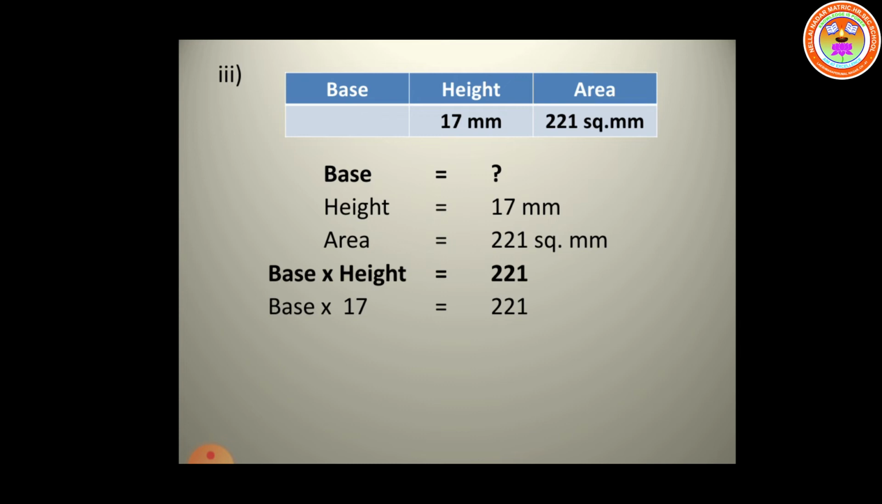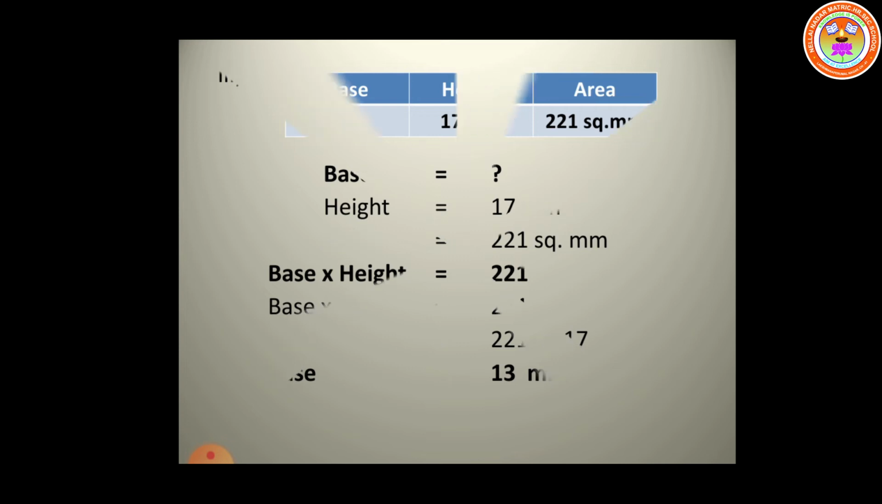Now we want to find base. So we just keep base in the left side itself and we will bring 17 to the right side. It becomes on the right side as divide 17. Base equal to 221 divide 17. So base equal to 13 millimeter. What is the answer we got? Base equal to 13 millimeter. Let us move on to the third question.